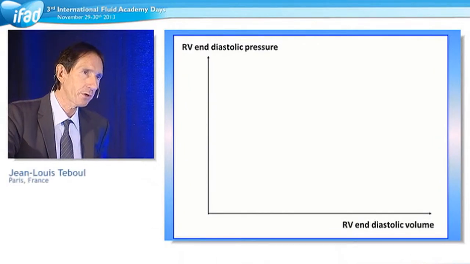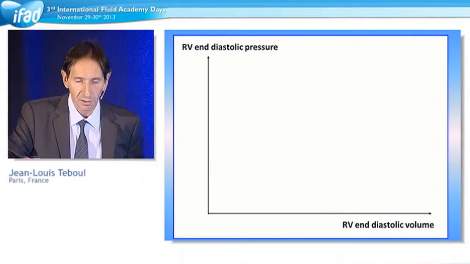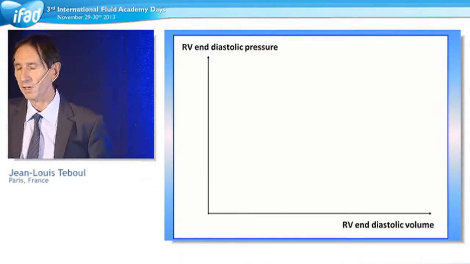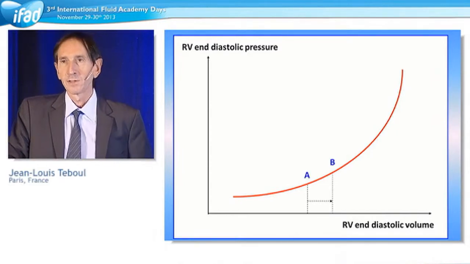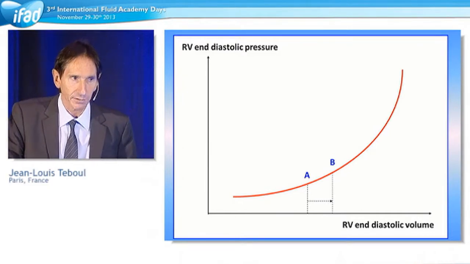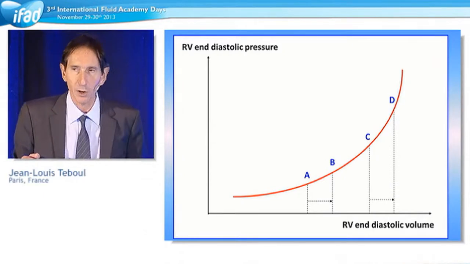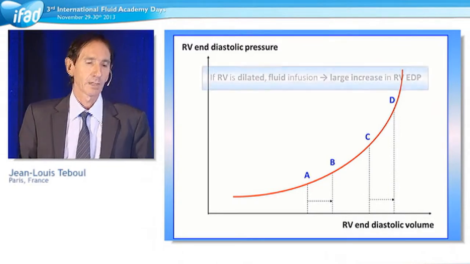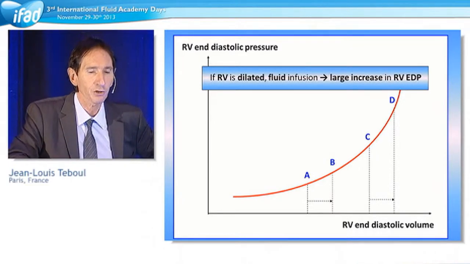But we also have to consider the diastolic ventricular function curve. That is to say, right ventricular end-diastolic pressure on the y-axis and right ventricular end-diastolic volume on the x-axis. And we know that we have this kind of shape. If the ventricle is not dilated, the increase in preload in right ventricular end-diastolic volume will not result in a huge increase in pressure. But if the right ventricle is already dilated, a further increase in preload will result in a high increase in the right ventricular end-diastolic pressure, okay? So, in case of dilation of the right ventricle, fluid infusion should result in a large increase in right ventricular end-diastolic pressure.